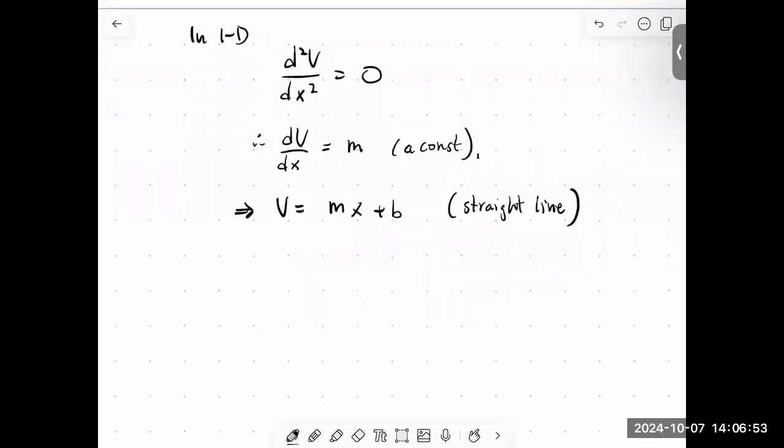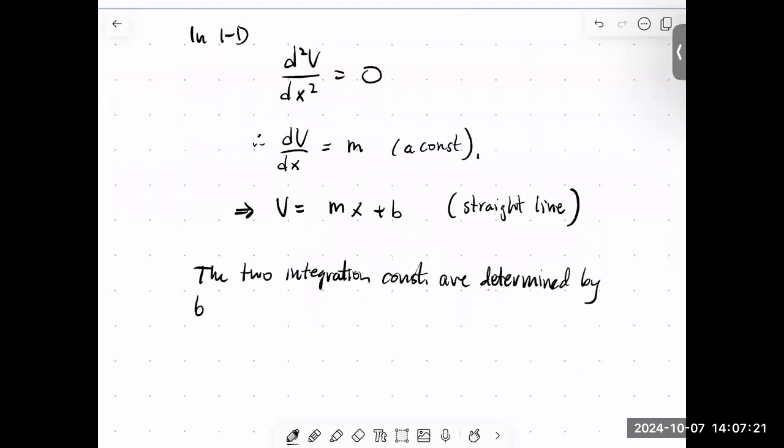All right. One of the issues here is we've integrated twice, and that came up with 2 integration constants, and we need some tools to find those constants. So the 2 integration constants are determined by boundary conditions.